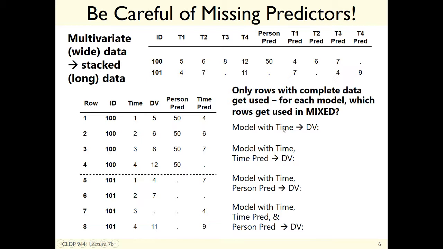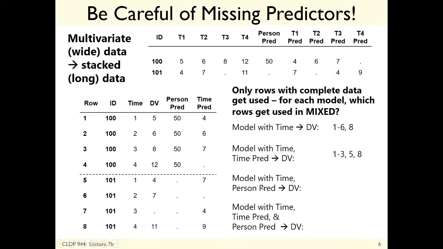The answers are in front of you, so you could participate that way. Which ones? All of them except 7. 7 doesn't have an outcome, so 7's out. How about if we have time and the time varying predictor? 1, 2, 3, not 4, 5, not 6, not 7, 8.